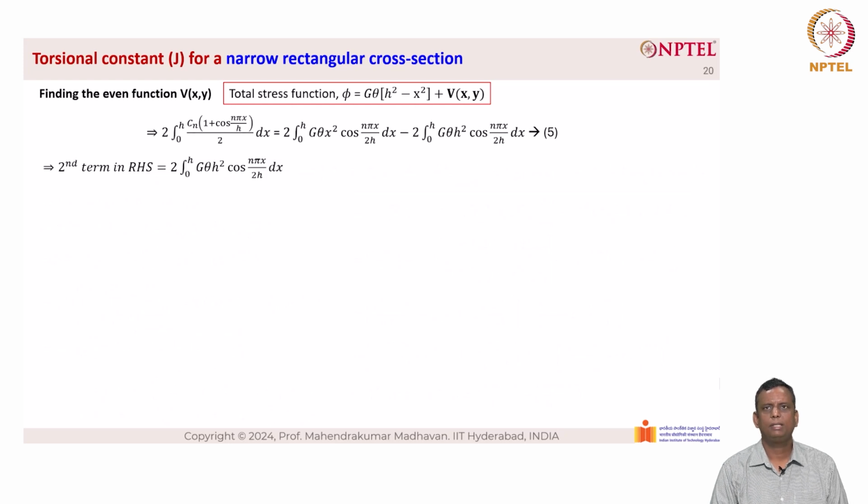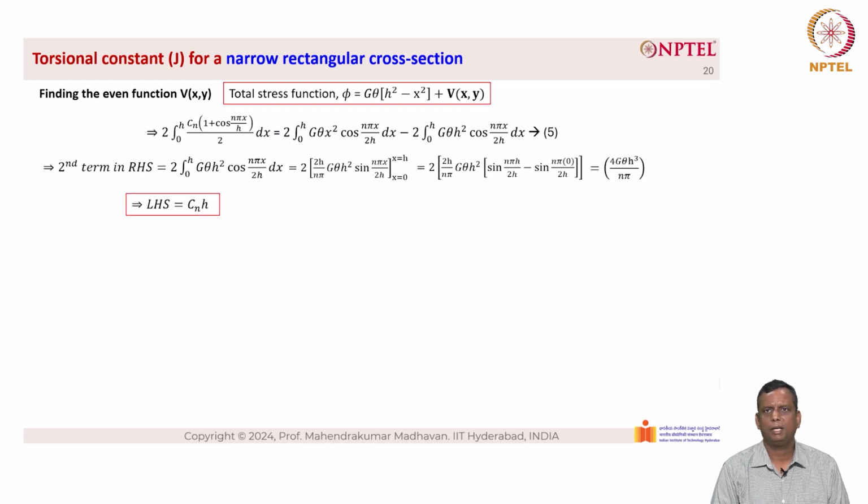Now let's evaluate the second term in the RHS, which is given as 2 into integral 0 to h of g theta into h square into cos n pi x by 2h into dx. So cos becomes sin when we integrate it. So it becomes 2 into 2h by n pi into g theta h square into sin n pi x by 2h, x equal to 0 to x equal to h. So we have 2 into 2h by n pi into g theta h square into sin n pi h by 2h minus sin n pi 0 by 2h. So this becomes 4g theta h cube by n pi.